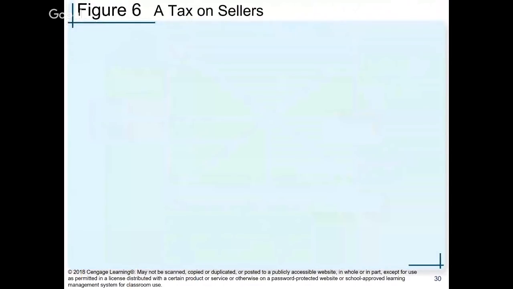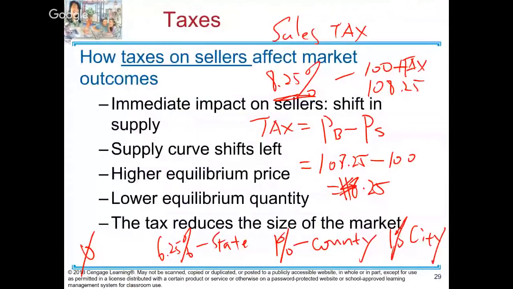Oh, I forgot to mention this. When you have a tax, if you tax the buyer, the demand curve will shift to the left. If you tax the sellers, the supply curve will also shift to the left. So it doesn't matter which curve you tax, that curve will always shift to the left. Now let me show you how that actually works.